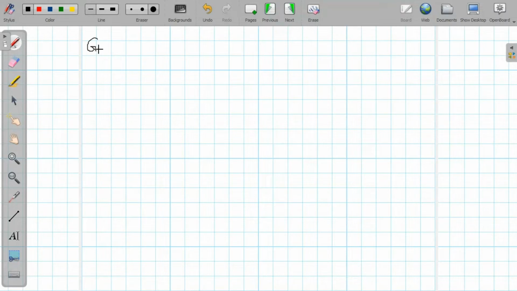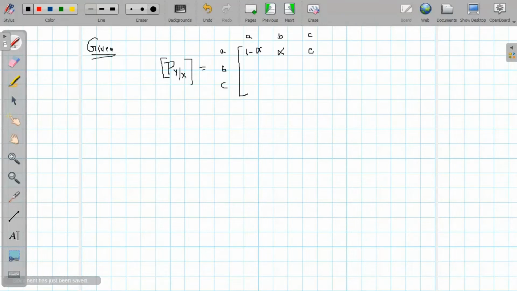Firstly, I will write what is given in this question. So firstly, it's given the transition probability matrix that we can write from the transition diagram. So we will have 3 inputs A, B, C, and corresponding we can have 3 outputs A, B, and C. You can see from the diagram the first transition probability when input is A and output is A is 1 minus alpha, and when input is A and output is B this probability is alpha, and this is 0.